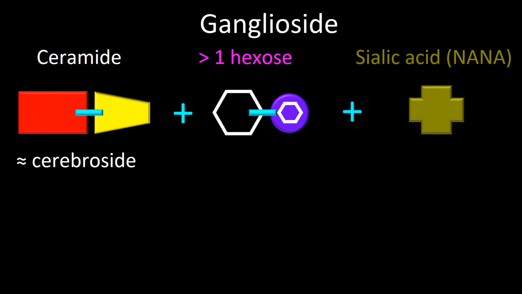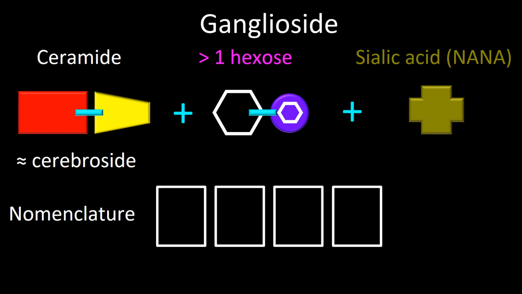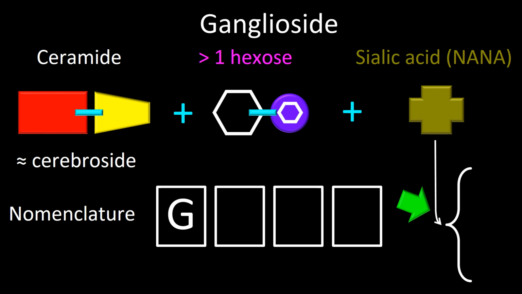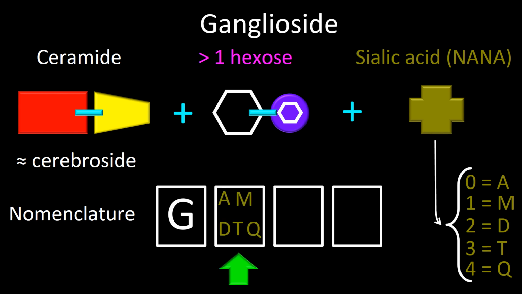NANA stands for a very complicated word that none of us use, hence we will just label it as such. These elements combine to form a nomenclature with 4 buckets. The first bucket is for the letter G, to indicate, as we previously stated, that we are dealing with a ganglioside. The next bucket is for NANA, specifically the number of NANA in the compound. When there is none, we use the letter A for absent. When 1, the letter M for mono. When 2, D. When 3, the letter T. And when 4, the letter Q. We often refer to a compound with 3 or more NANA as polysialoganglioside. So the options in this bucket are all the letters we have just mentioned.